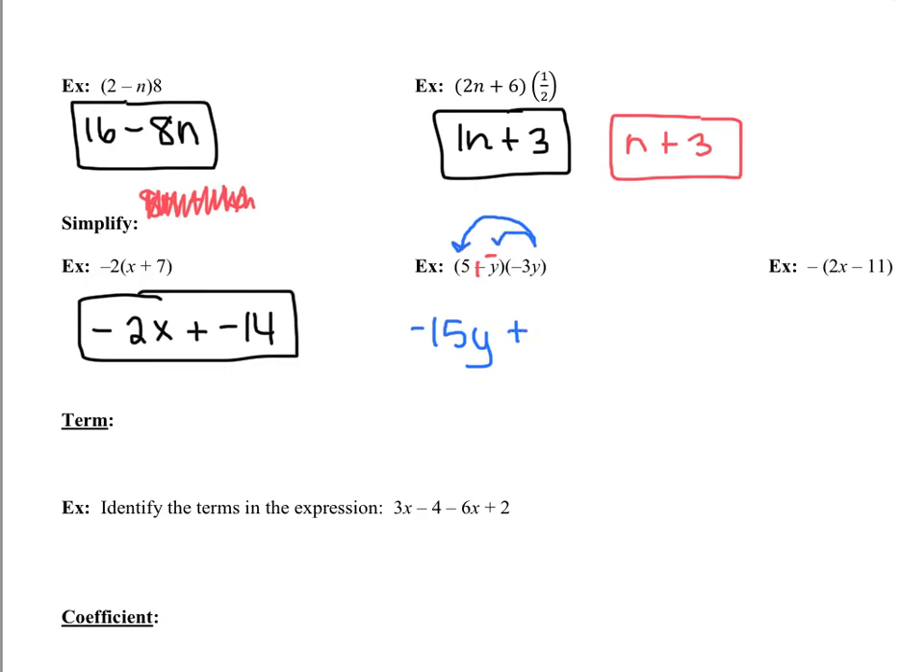And then I'm going to multiply negative 3y times negative y. So I have a negative times a negative. I know my answer is going to be positive. And I'd have 3y squared would be my final answer.